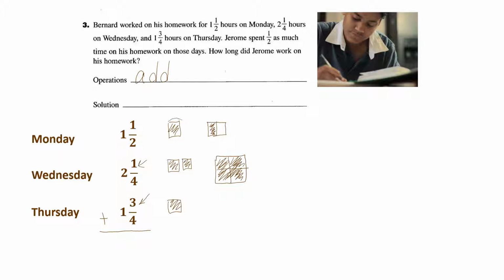So I'd have 1, 2, 3, 4, 5.5 hours. I'm going to write this over here, 5.5 hours. That's if I use a model. I'm going to erase this. And now let's say I want to solve this with math.